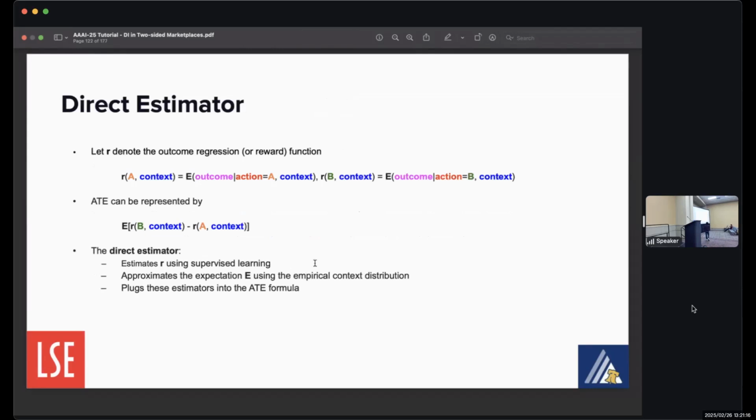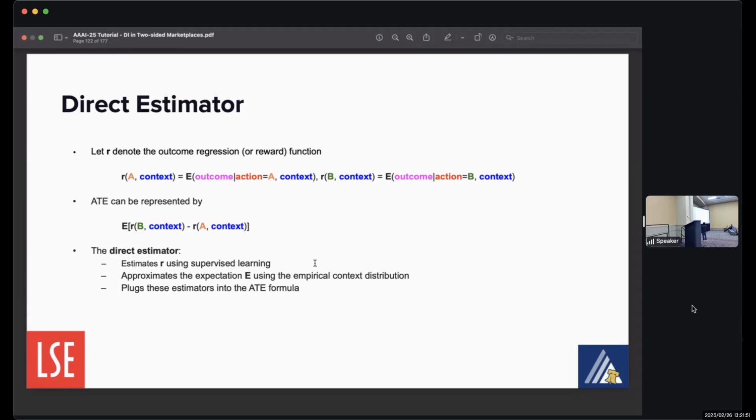So firstly, let's talk about the direct estimator. To introduce the direct estimator, let us use R to denote the outcome regression function, or the reward function in the terminology from the reinforcement learning literature. Basically, R measures the conditional expectation of the outcome given the action and the context. Given this function, you can represent the ATE using this equation.